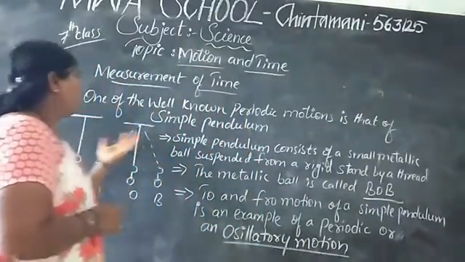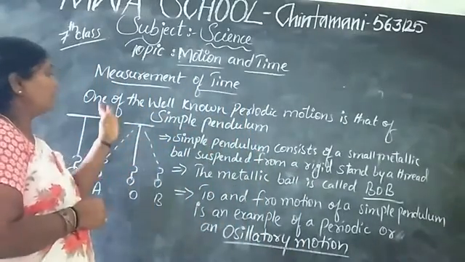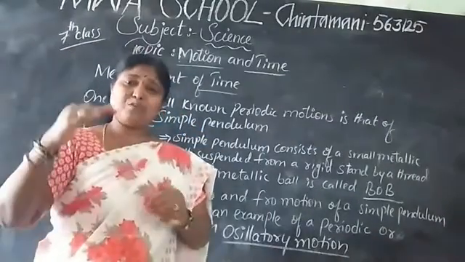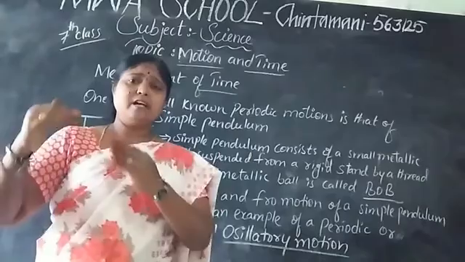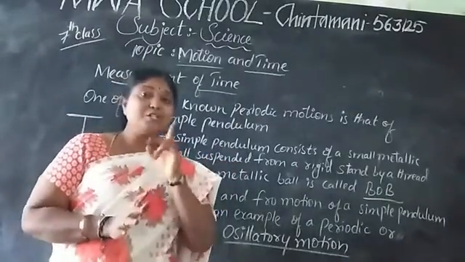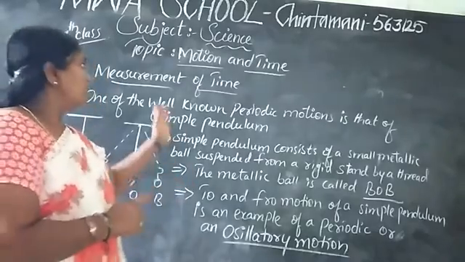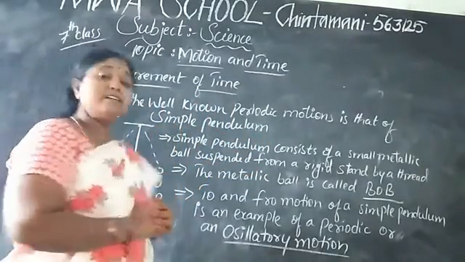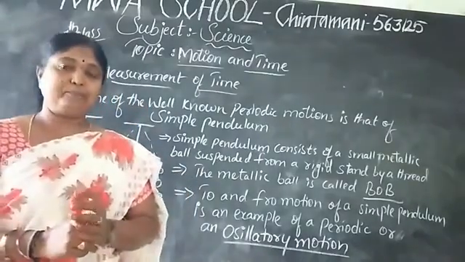Then what is a pendulum? It is one of the well-known periodic motions. Periodic motion is the exact going and coming, going and coming. We call it the to and fro motion. So one of the well-known periodic motions is that of the simple pendulum.